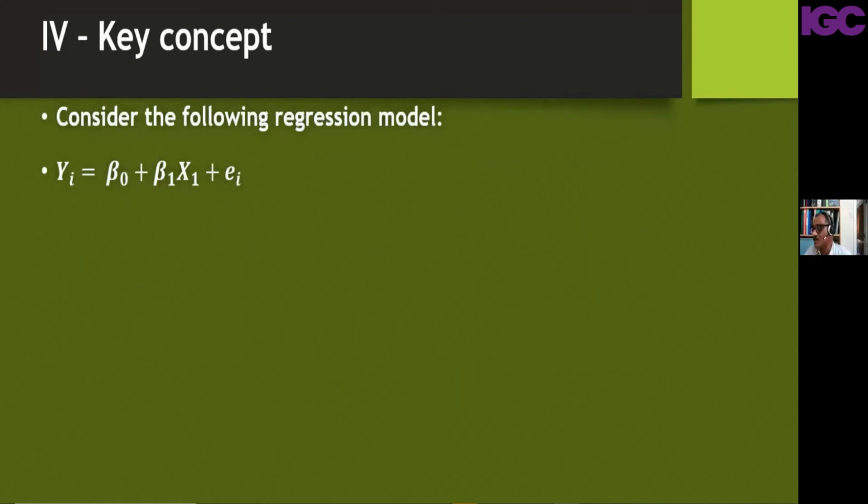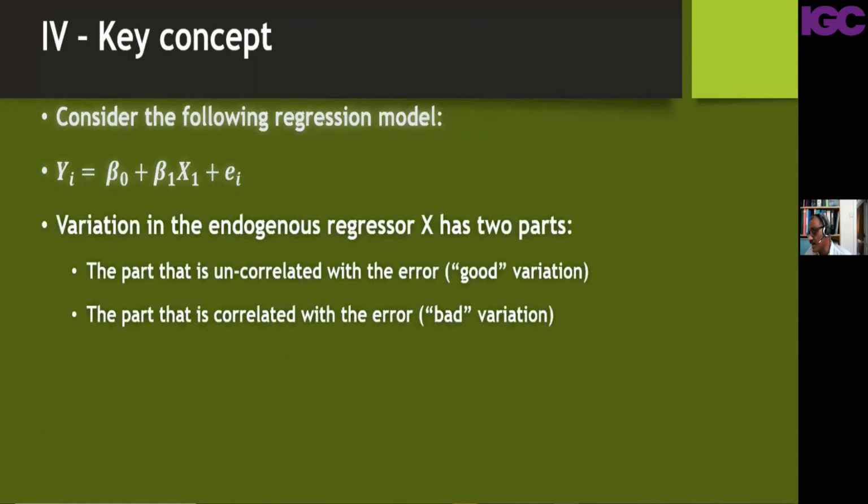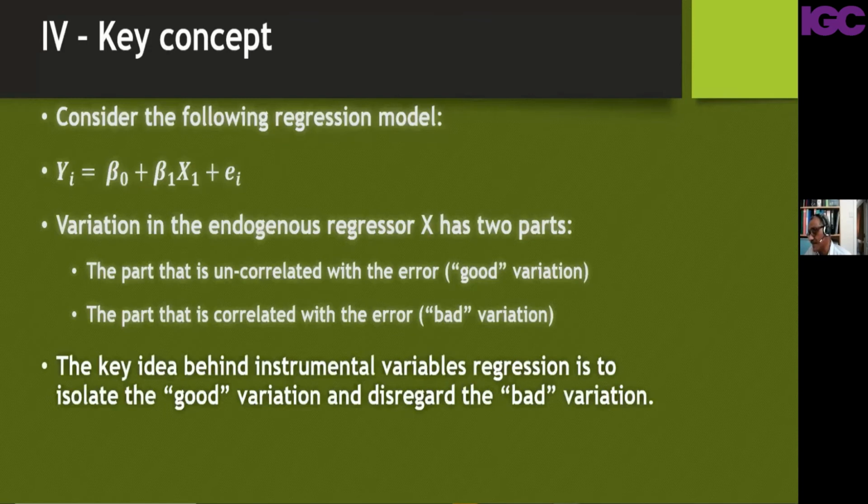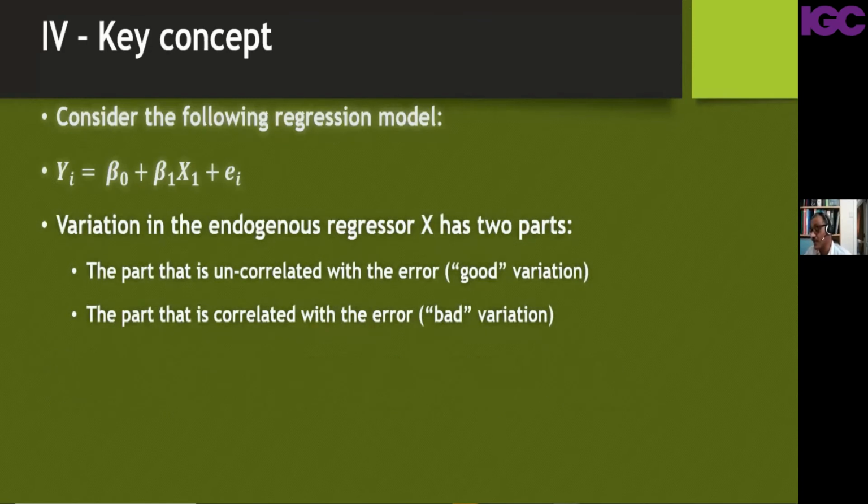Let's just go through the steps that you will use. Now, suppose you have a regression model in which the outcome variable y is a function of x1, and this is the regressor which is correlated with the error term, and this is the problematic variable. So when a regressor like x is correlated with the error term, it is called an endogenous regressor.